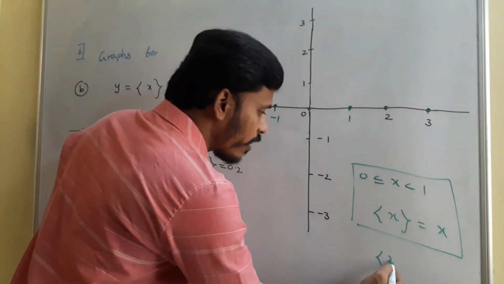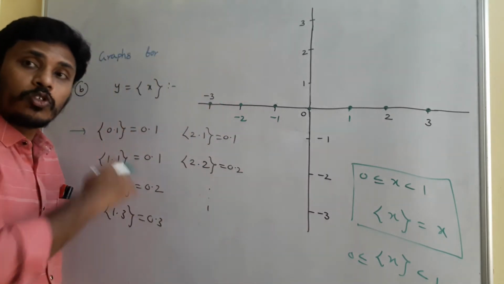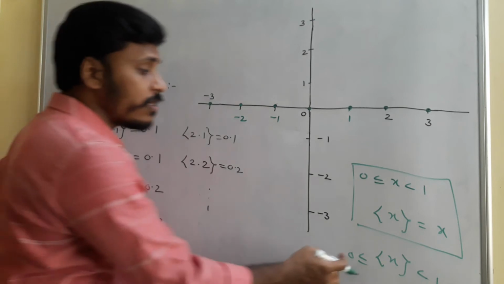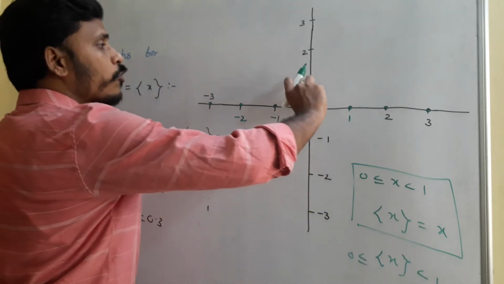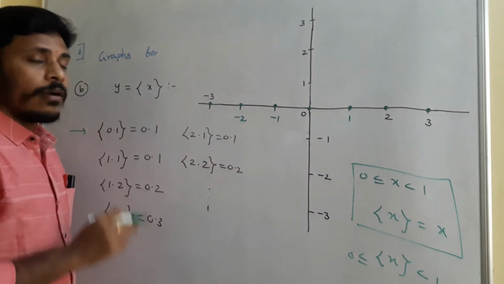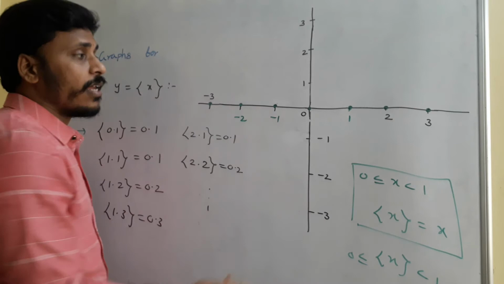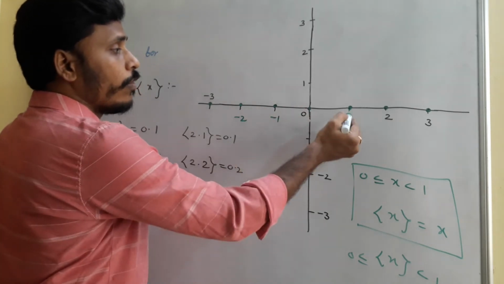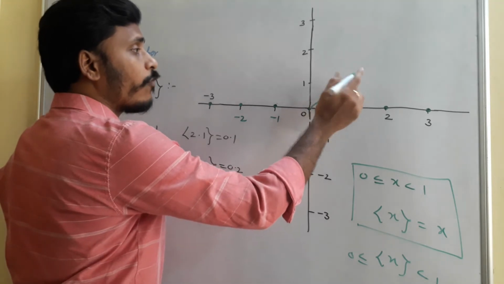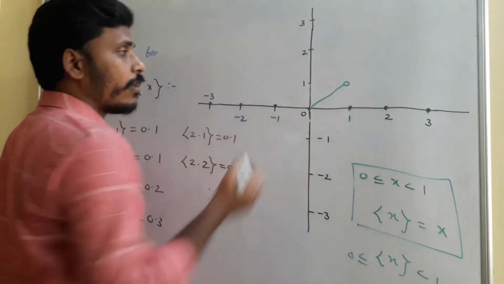And another idea is, the fractional part of x is always in between 0 and 1, right? So if you sketch the graph for any value of x, since the fractional part of x is in between 0 and 1, the graph surely lies in this particular region. So at first, if x is in between 0 and 1, the fractional part of x is x itself. For 0 it is 0, for 1 it is 0, but in between 0 to 1, it looks like the graph of y is equal to x, but at 1 we need to take an open circle.